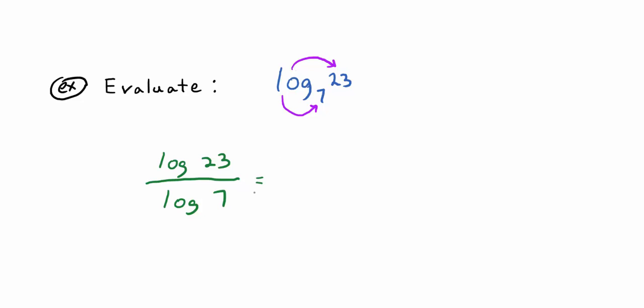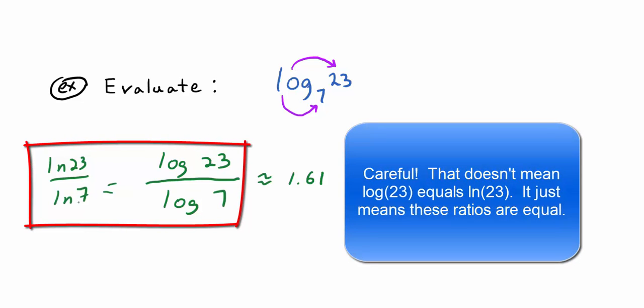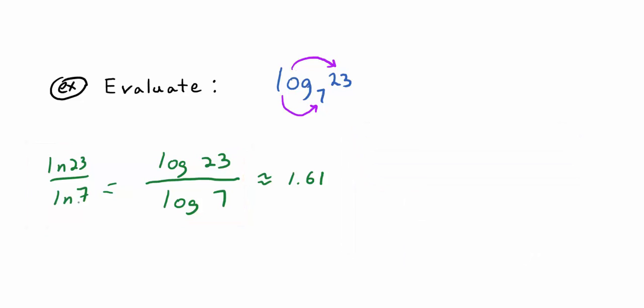Anybody have a calculator handy? Let's have more than one person do it so we can check ourselves. 1.61 approximately. Now, somebody try it with ln of 23 divided by ln of 7, and you'll get the same thing, won't you? Okay? So calculator-wise, is everybody okay with that?